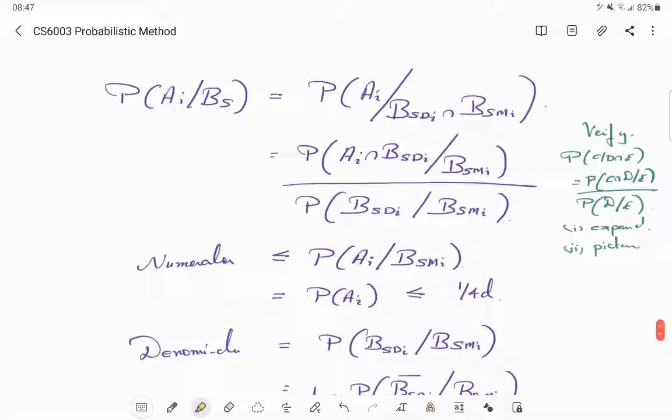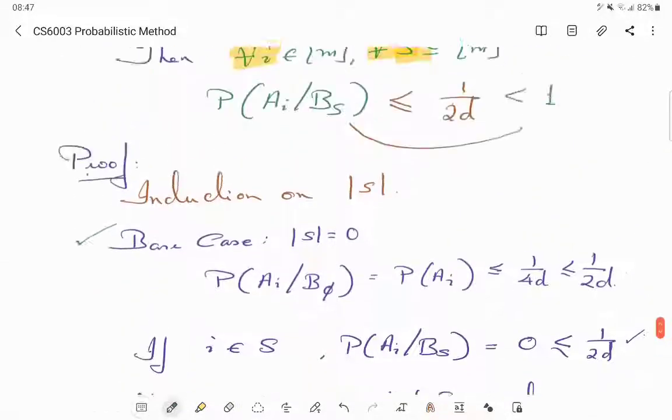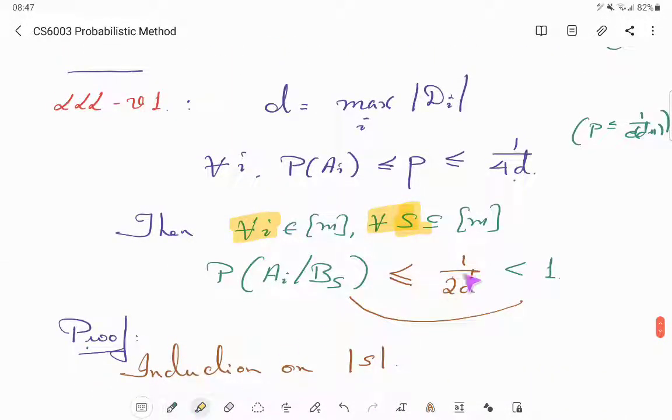So for this expression, we have upper bounded the numerator by 1 by 4D, and we have lower bounded the denominator by half. Hence, this whole thing is upper bounded by 1 by 4D divided by half, which is 1 by 2D. So this whole thing is upper bounded by 1 by 2D, and that is precisely what we wanted to show, right? Probability of AI given B is at most 1 by 2D.